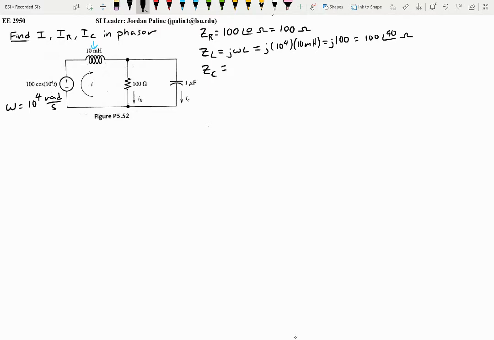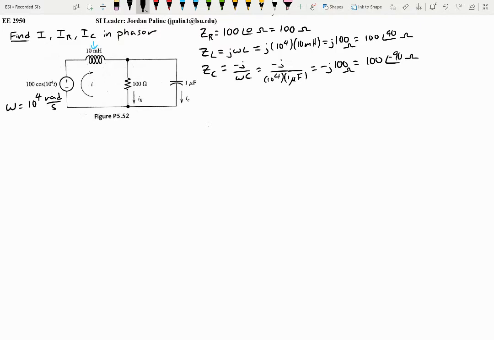We'll do ZC, negative J over omega C. Omega was 10 to the 4th, and C is 1 microfarad. So this will just give us negative J100, or 100 at angle negative 90 degrees. All units here are ohms. All right, so we got those down.